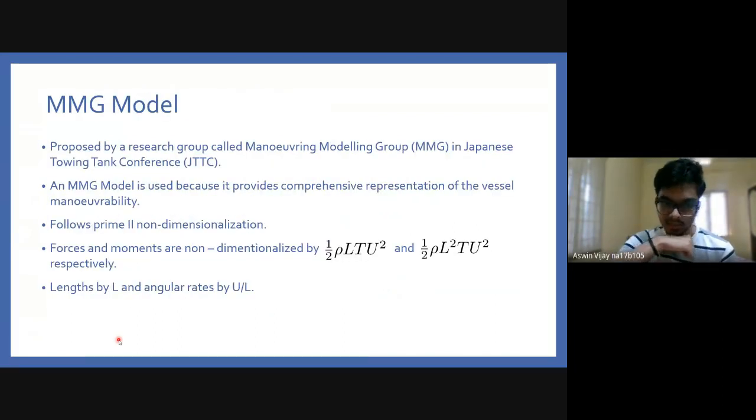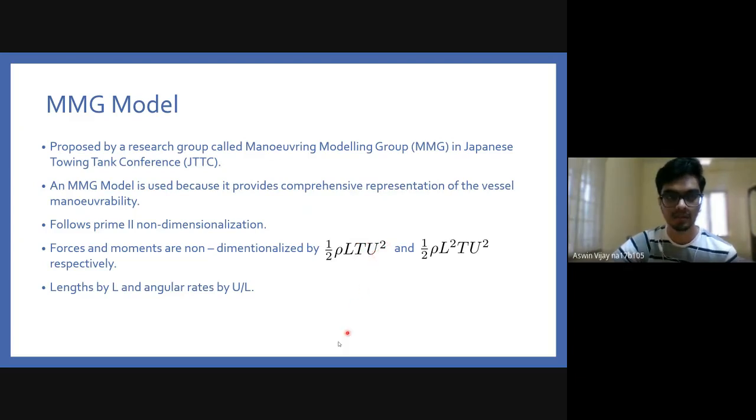The MMG model is proposed by a research group called the Maneuvering Model Group in the Japanese Towing Tank Conference, JTTC. The model is used because it provides a comprehensive representation of the vessel maneuverability. In this model, the non-dimensionalization is called prime 2 non-dimensionalization. That means the forces are non-dimensionalized by half rho L T U square, where L is the length perpendicular LPP, T is the draft, and U is the net velocity of the ship.